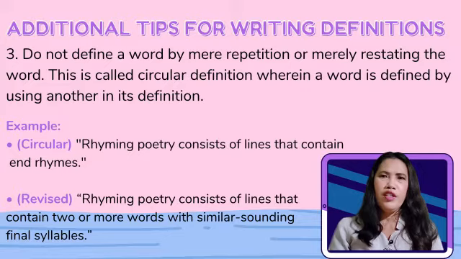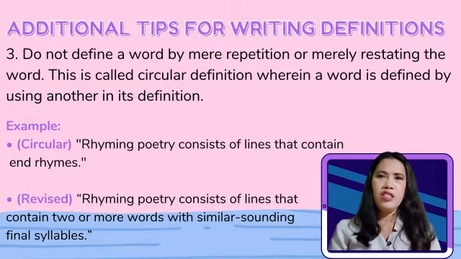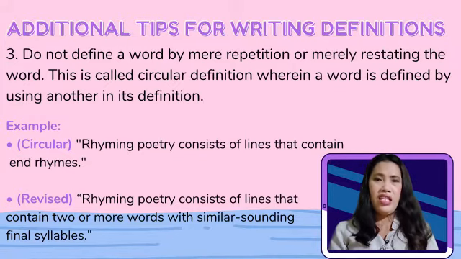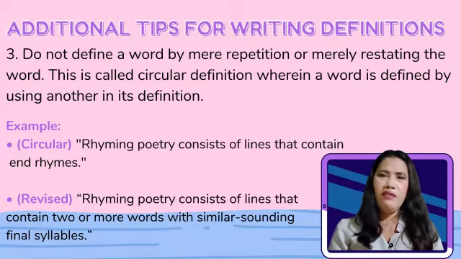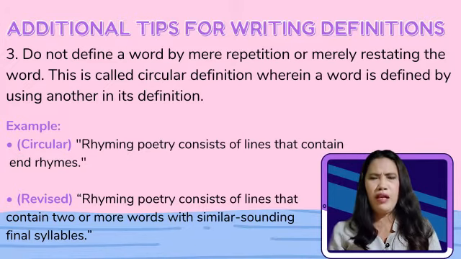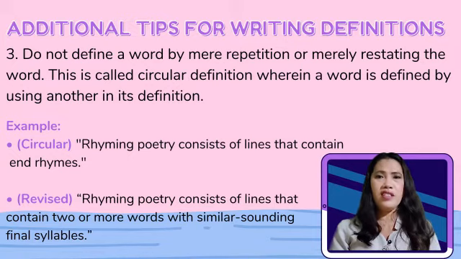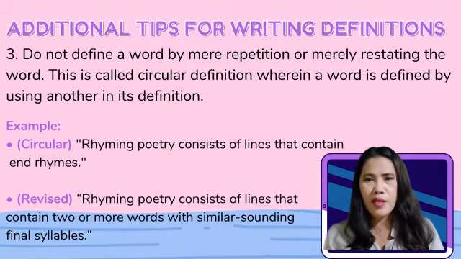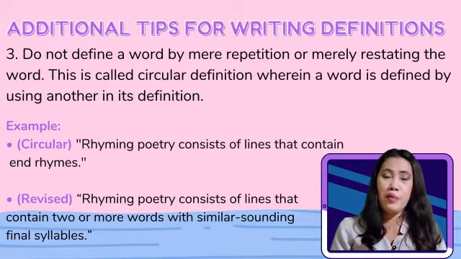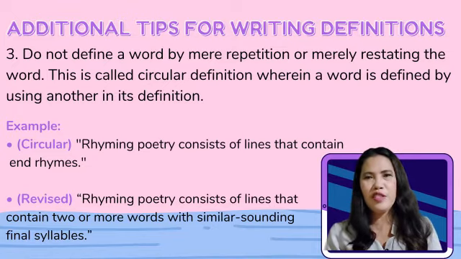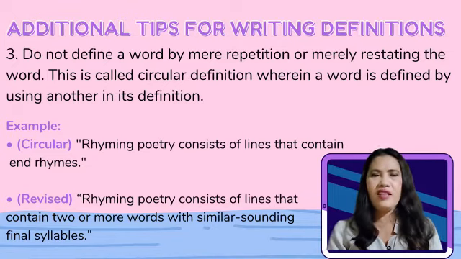Next, number 3. Do not define a word by mere repetition or merely restating the word. This is called a circular definition, wherein a word is defined by using another form of it in its definition. So again, do not simply define a word by repeating or restating the word. For example, "Rhyming poetry consists of lines that contain end rhymes." So you simply repeat the word rhyme or rhyming. Rhyming, rhymes, they're almost the same. So you simply repeat it, and it is said that we should not do it.